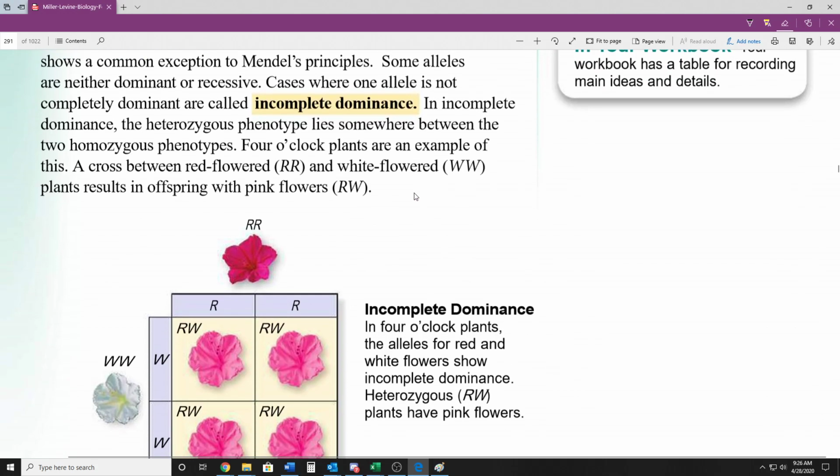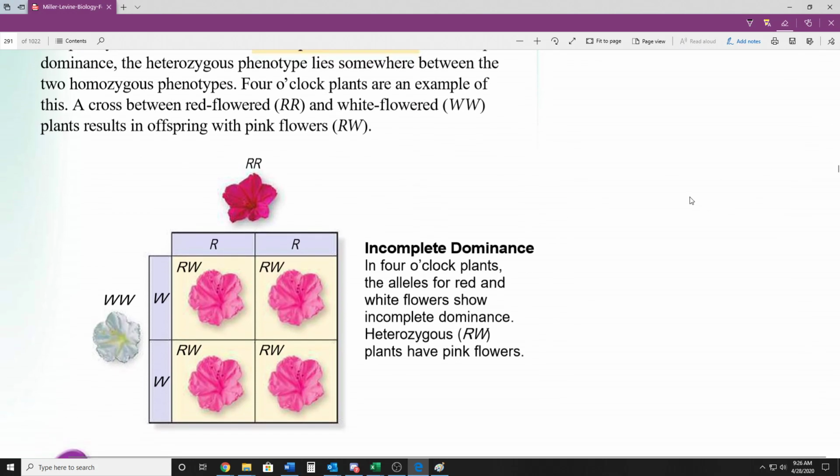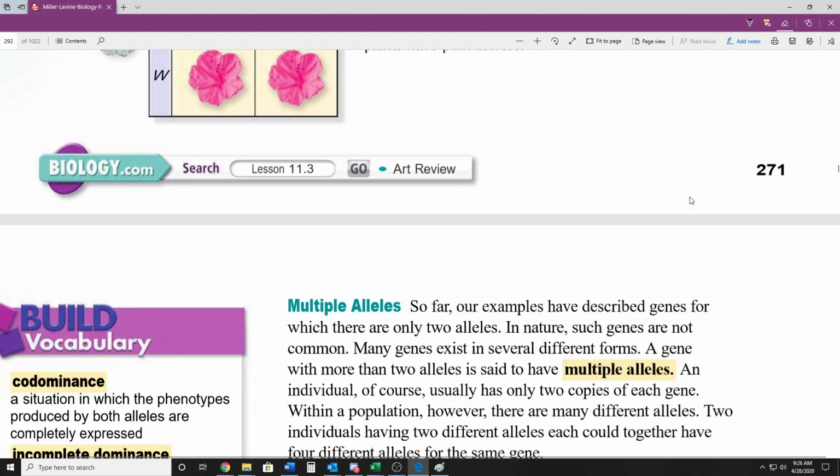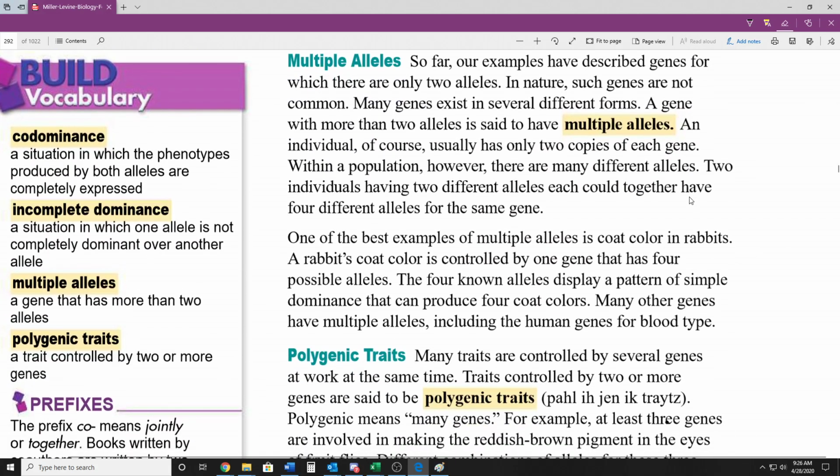All right. Okay. Let's go ahead and talk about a couple more patterns of inheritance. And we're going to stop at multiple alleles. Now, so far, I've only introduced you guys to genes that are controlled by two alleles, of which there are two versions. Okay, so going back to our pea plants, remember our pea plants had two different alleles for the plant height gene.